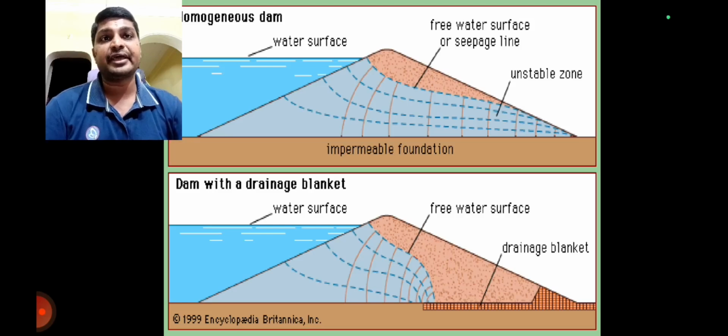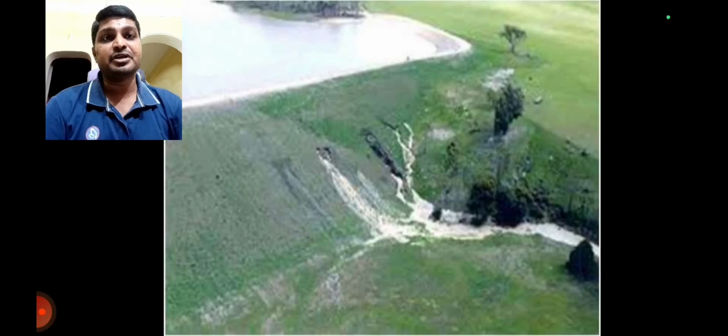When we observe the diagram, the homogeneous dam has an impermeable foundation and also a drainage blanket. Wherever we provide the drainage blanket, the seepage loss is very less compared to not providing the drainage blanket. Here we observe, practically, the water seepage from the water bodies.